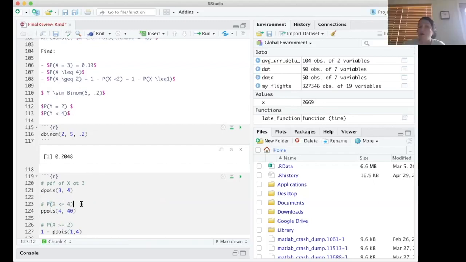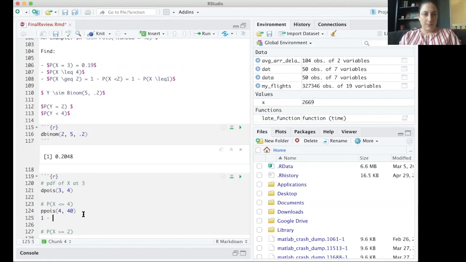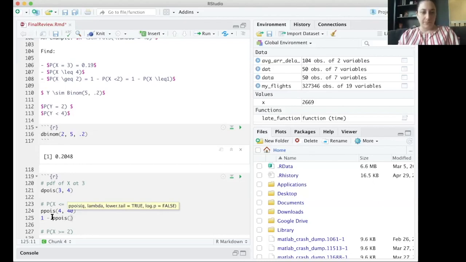And then what if I wanted the probability of greater than 4? Then it would be 1 minus the probability of less than or equal to 3. So it would be P Poisson 3, 40.